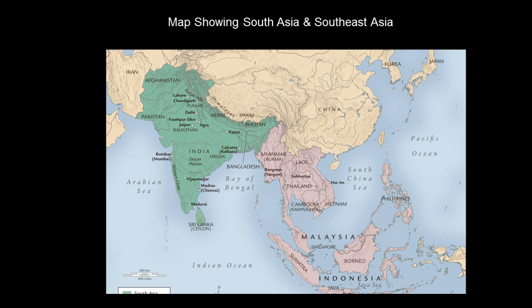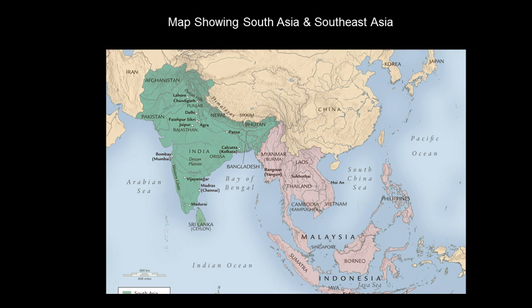South Asia is usually defined as a subcontinent occupied by India, Pakistan, Bangladesh, Bhutan, Nepal, and Sri Lanka. Parts of Afghanistan also share South Asian cultural heritage, even though it resides outside the subcontinent.